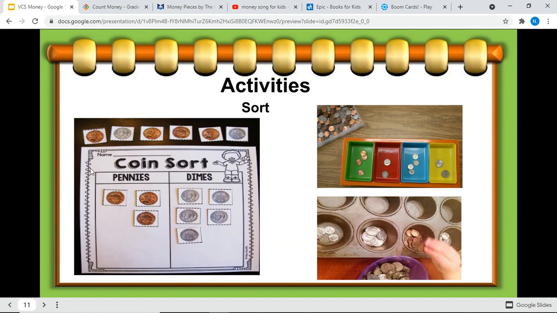So you can also print out sheets and you can laminate these, Velcro it, and it can be reusable. So here they're sorting pennies and dimes. In addition, for some of our earlier learners, you would have the real items.